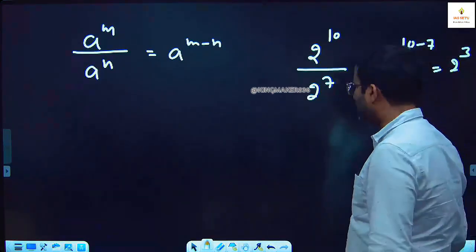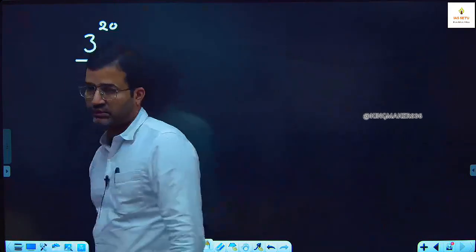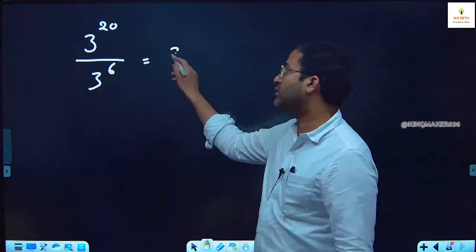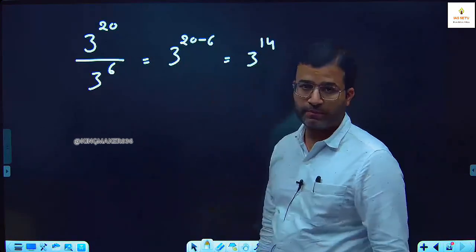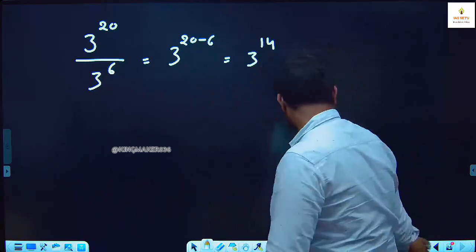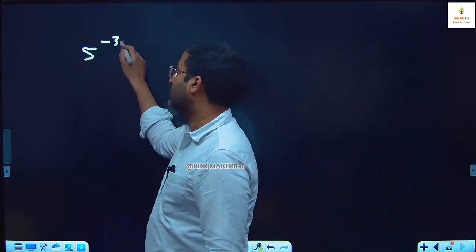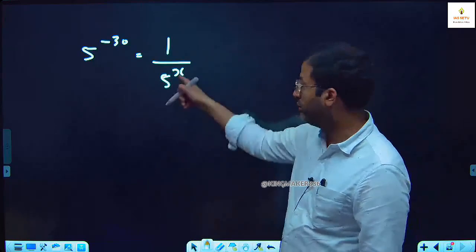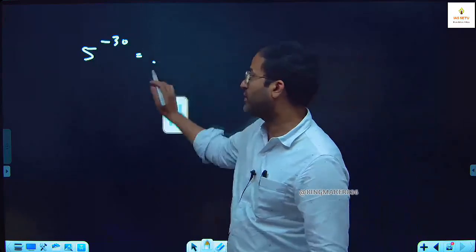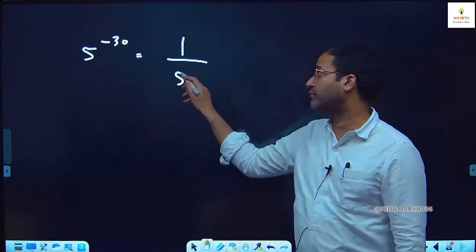Let me ask one more question on rule number 2. 3 to the power 20 upon 3 to the power 6. So we can write it as 3 to the power 20 minus 6, 3 to the power 4. Let me ask rule number 7. 5 to the power -30 is equal to 1 upon 5 to the power x. So what will be x? 30. So how will we express it? 5 to the power -30 is nothing but 1 upon 5 to the power 30.